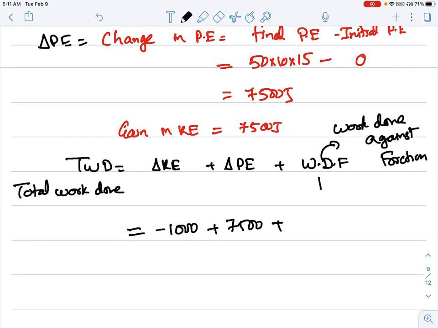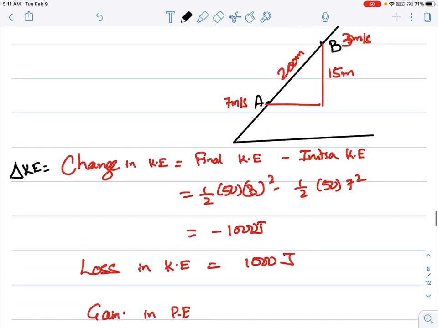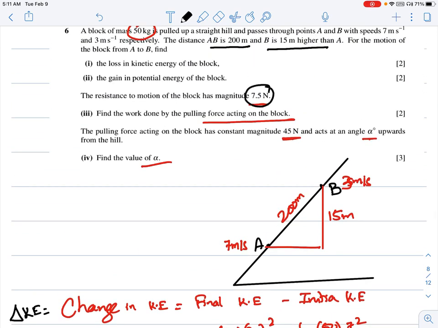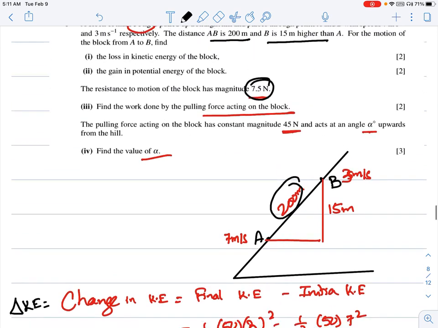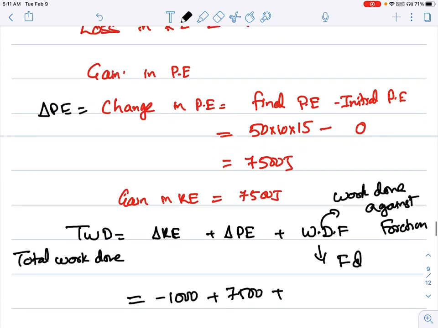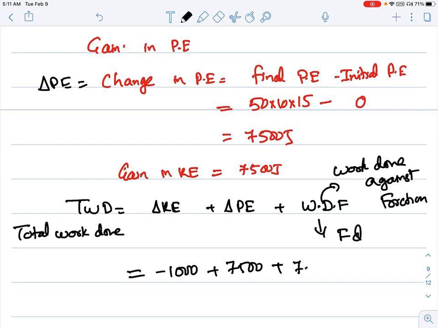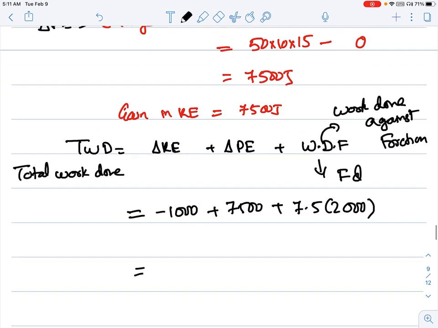Plus work done against friction, which is force times distance. What is the frictional force that has been given? The frictional force is 7.5 and the distance is 2000. So it is 7.5 times 2000. So when I simplify this, I will be getting the answer as 8000 joules.